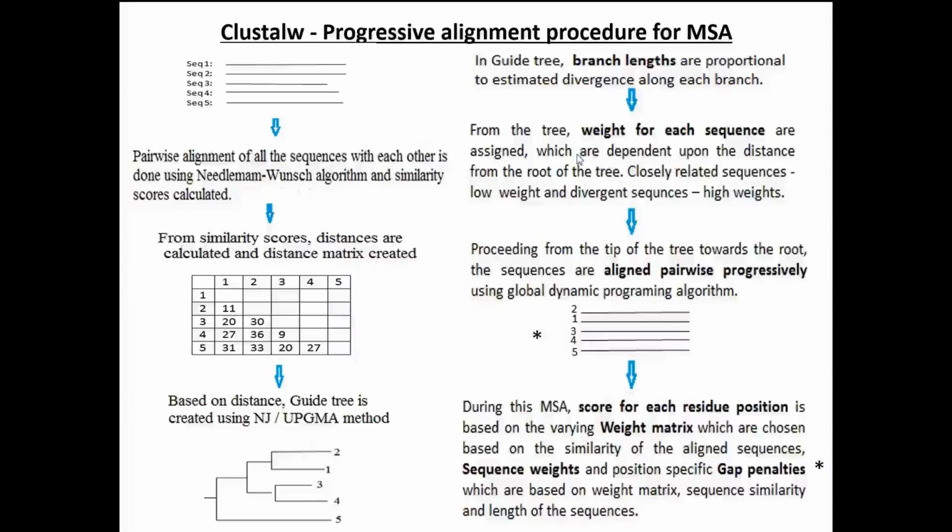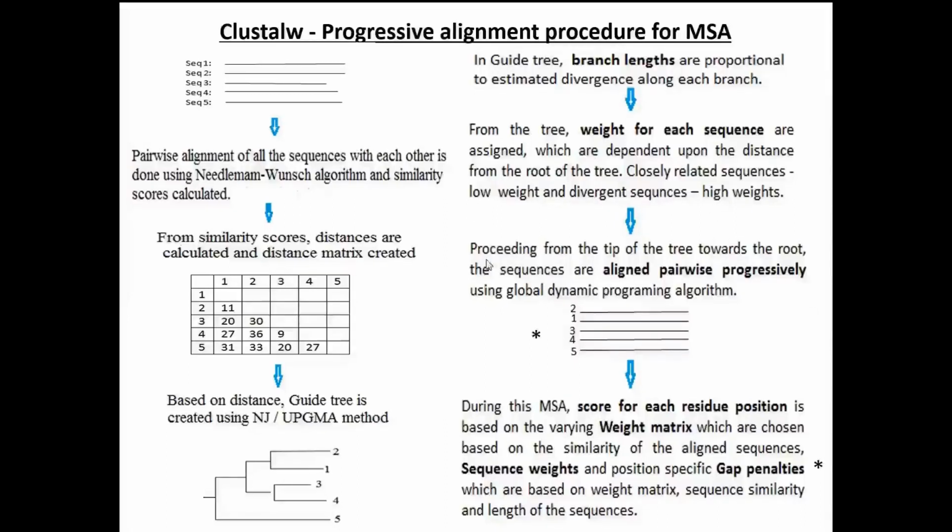Now next what they do is, from the tree, weights for each sequence are assigned, and this weight depends upon the distance from the root of the tree. So here, closely related sequences, if you see, get a low weight, and the divergent sequences get high weights. Because in closely related sequences, the information will be duplicated. They will be more or less similar sequences. So those sequences will be given less weight and divergent sequences will be given high weights.